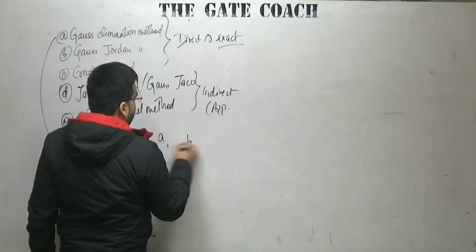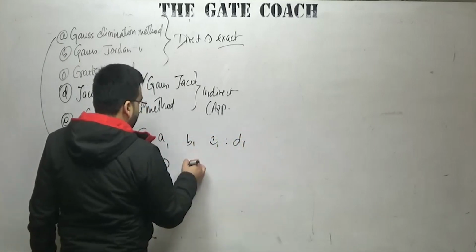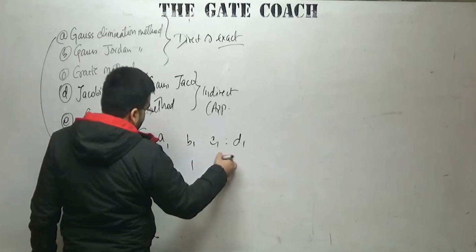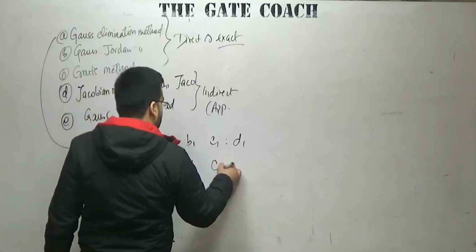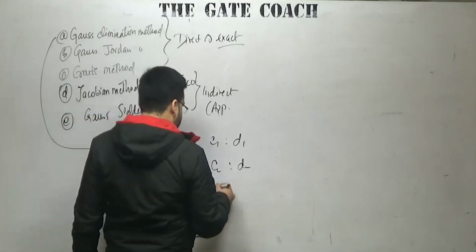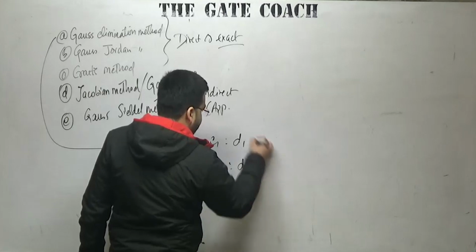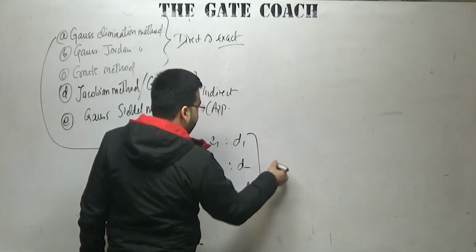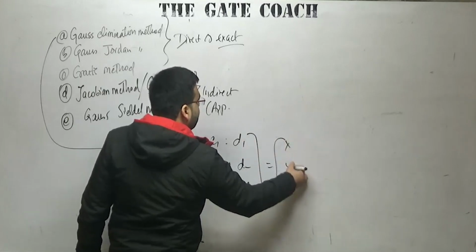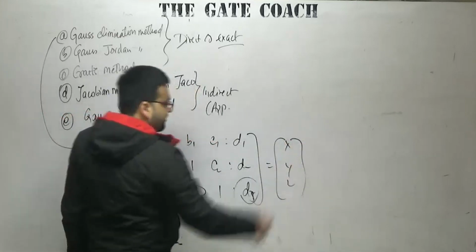A1, B1, C1, D1, then 0, 1, let us say it is C2, D2, 0, 0, let us say we have 1 here, D3. D1, D2, D3 is equal to X, Y, Z. Directly by comparing, I will say that D3 is equal to Z.